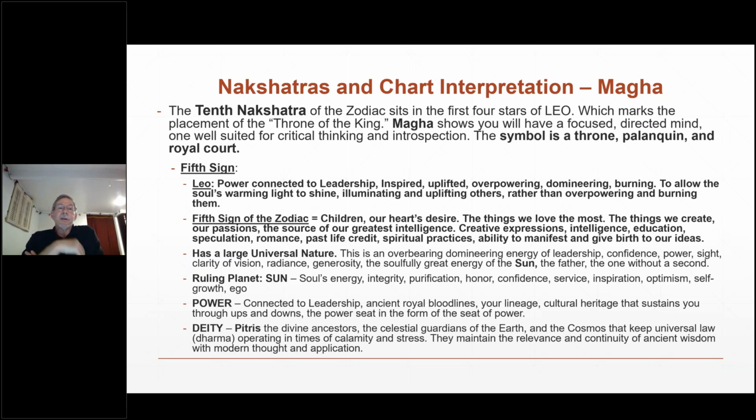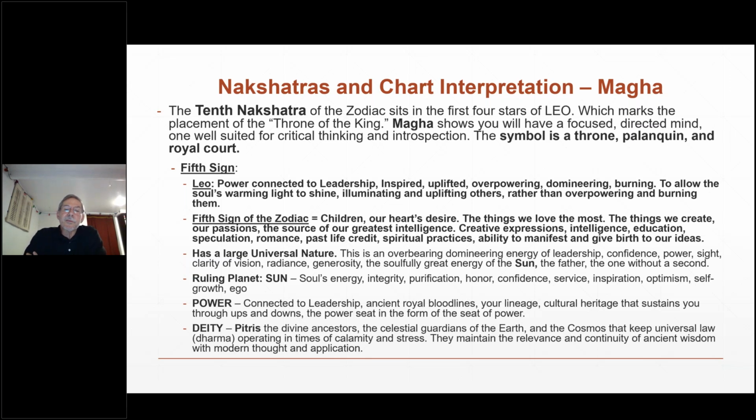You'll notice in this energy, you'll just lead with ideas. You'll see all of these connections. You'll have connections to all kinds of people. And the cultural heritage that sustains you through those connections will help you get through the ups and downs in life and how difficult that can be. So this is the power seat, in the form of the seat of power.